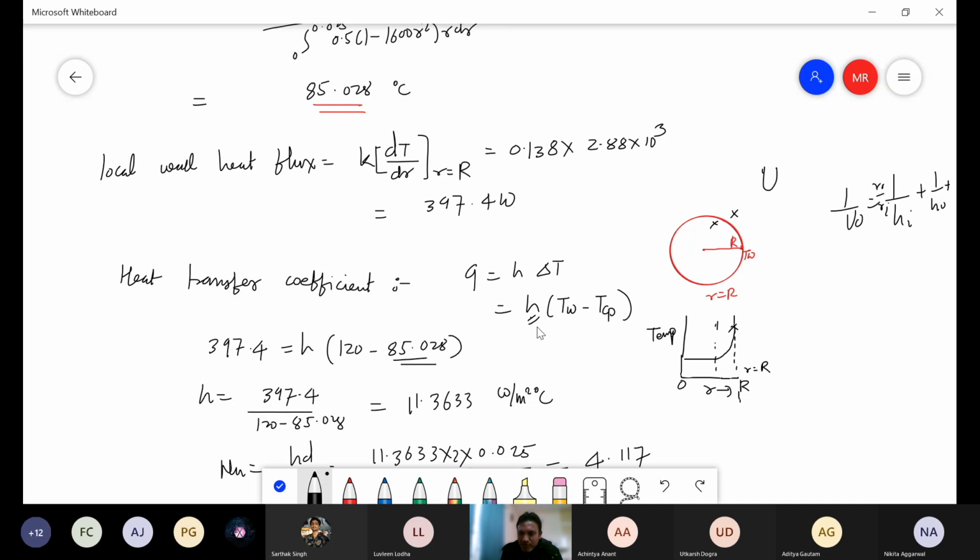Hello? Yes, sir. So Achintya, you had some question. Yes, sir, I have a doubt from the previous lecture. You said that in a metal the thermal conductivity is negligible, so we take the concept of lumped heat capacity. No, in metals we are not assuming the thermal conductivity negligible. We are saying in metals thermal conductivity is very high.